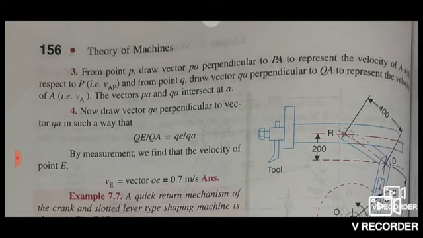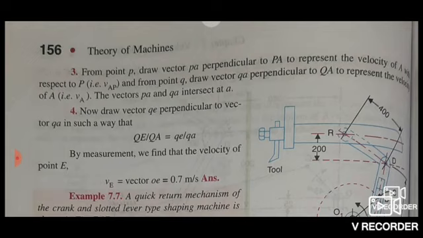Now draw vector QE perpendicular to vector QA in such a way that QE by QA equal to QE by QA. By measurement, we find that the velocity of point E, VE, vector OE equal to 0.7 meter per second. So, you have to solve different questions that have been asked in the university examination and practice those questions so that you would be able to solve the questions asked in the examination.